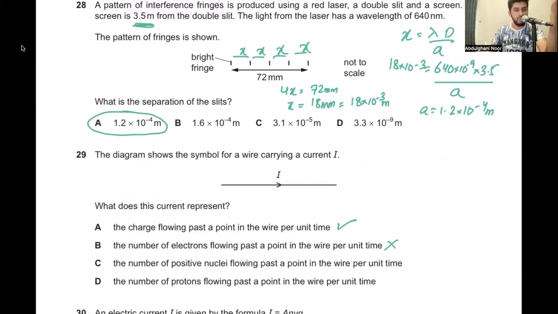ठीक है, वो opposite direction होता है. The number of positive nuclei. No, positive nuclei don't flow. The number of protons flowing, protons don't flow. The charge flowing per unit time is basically represented by I. So that is the answer to number 29.